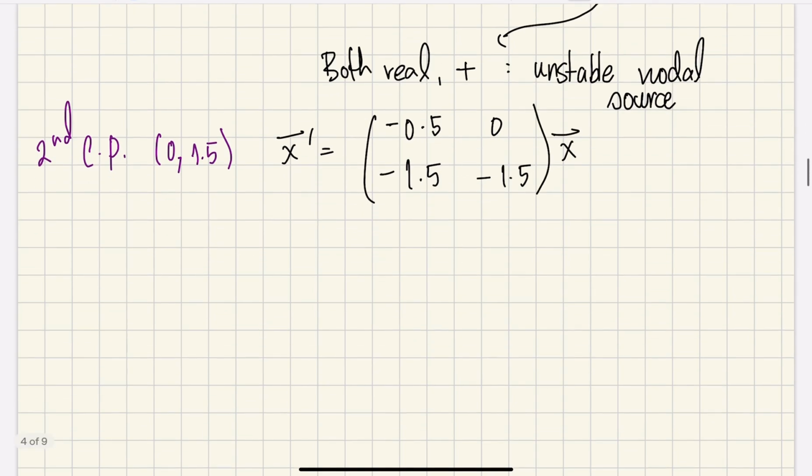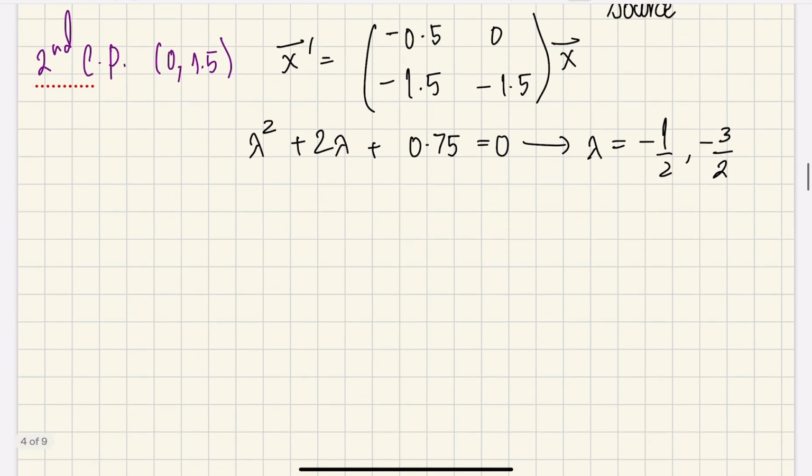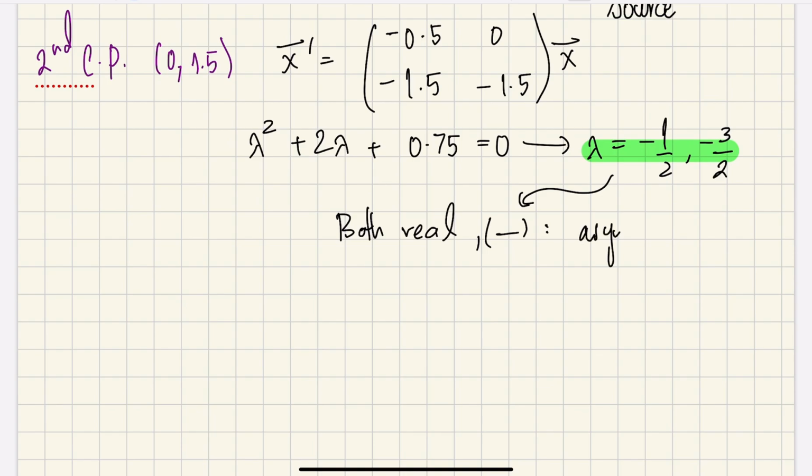Again, using the characteristic equation, it becomes lambda squared plus 2 lambda plus 0.75 is equal to 0. Solving this gives me minus half and minus 3 over 2. Now both of these are real and they're both negative. So this represents an asymptotically stable nodal sink.